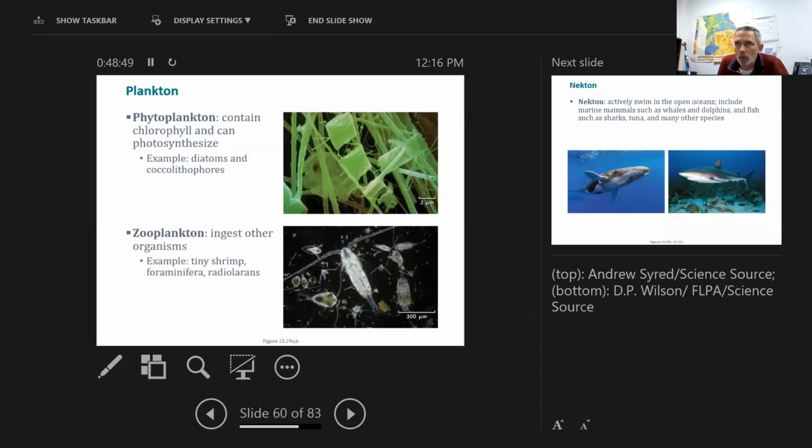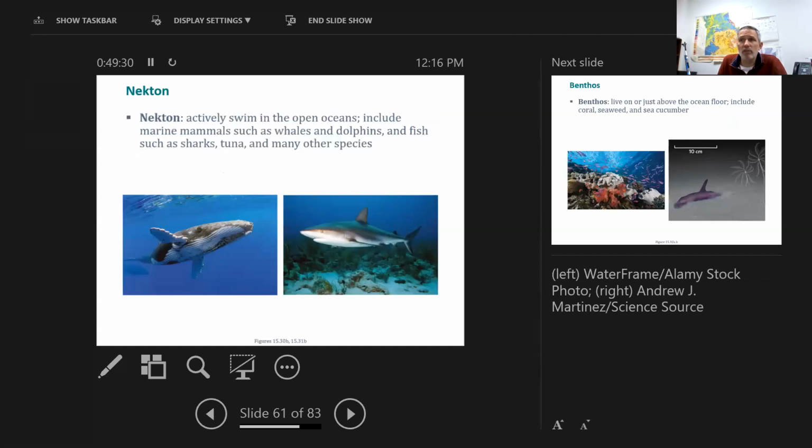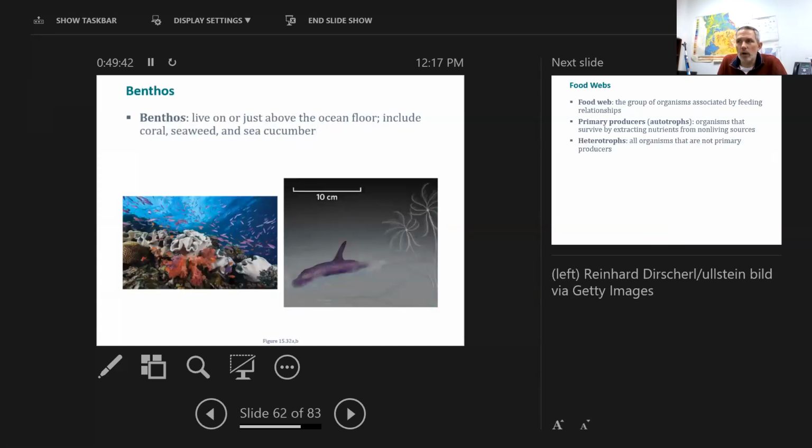And so when we start looking at these organisms, there's a lot of them, and we're studying them for a number of different reasons. Here are some microscopic little organisms. Some of these phytoplankton contain chlorophyll, and they photosynthesize their energy. Then we have zooplankton, which eat other organisms. Diatoms are very famous phytoplankton, and zooplankton are organisms that eat other phytoplankton or other zooplankton. Then we have those nekton, or the organisms that can swim, and they include things like marine mammals, whales, dolphins, fish, and sharks.